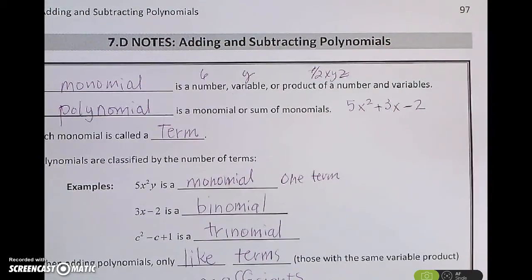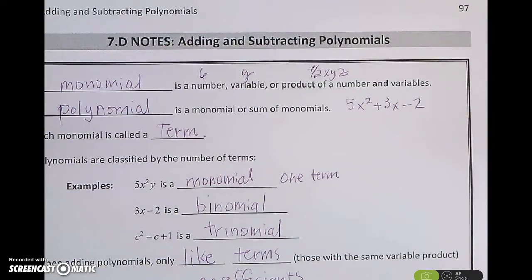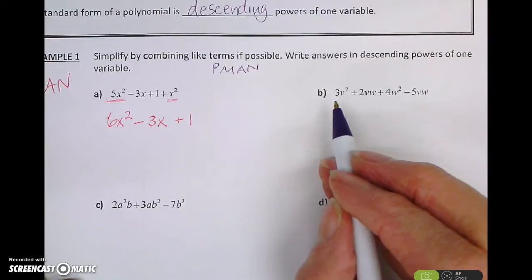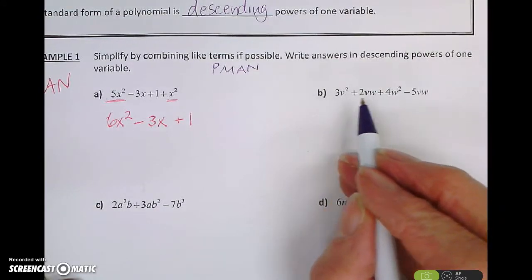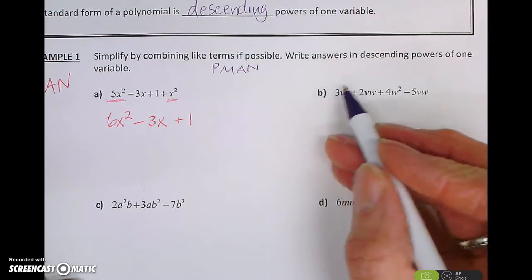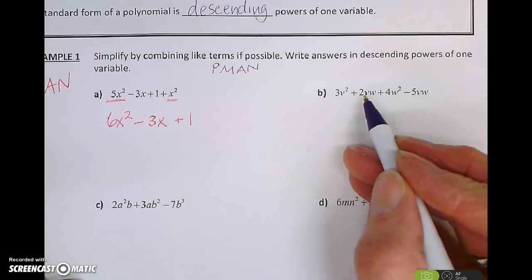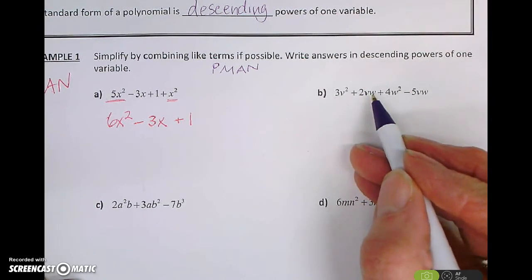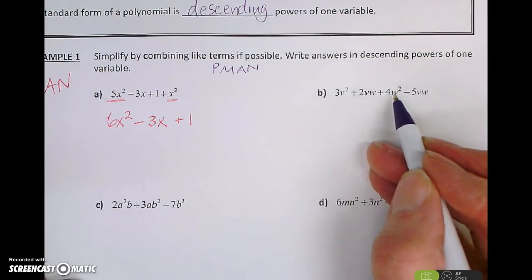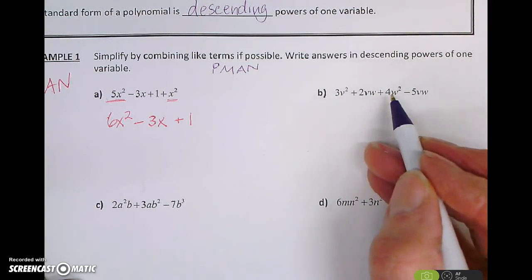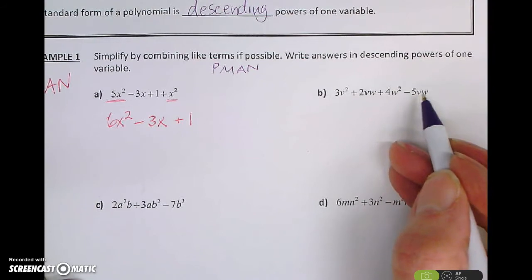This video is going to continue with the 7D notes on page 97, and we're going to take up with example 1B. All right, so we'll need to search and find the like terms. So here my variable is v to the second, so v times v. Here it's v times w, so those are not the same. Here's w to the second, so w times w. It's still even different. And then here I have a VW.